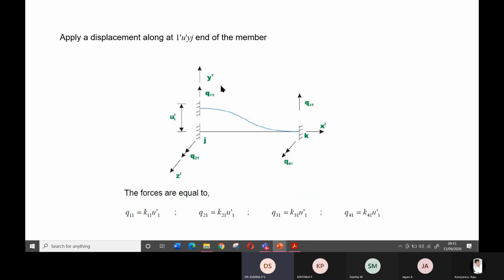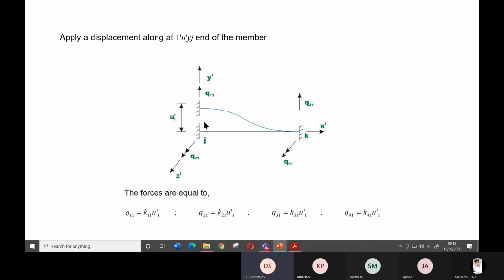The force is developed because of the unit displacement. How will you do it? First you write the node numbering. Q1 is the force at joint 1 where I am applying the displacement, so I write 1. Then Q2, the force where I am applying 1, so I write 1. Then the force at node 3, where I am applying the displacement at node 1, so I write 1.